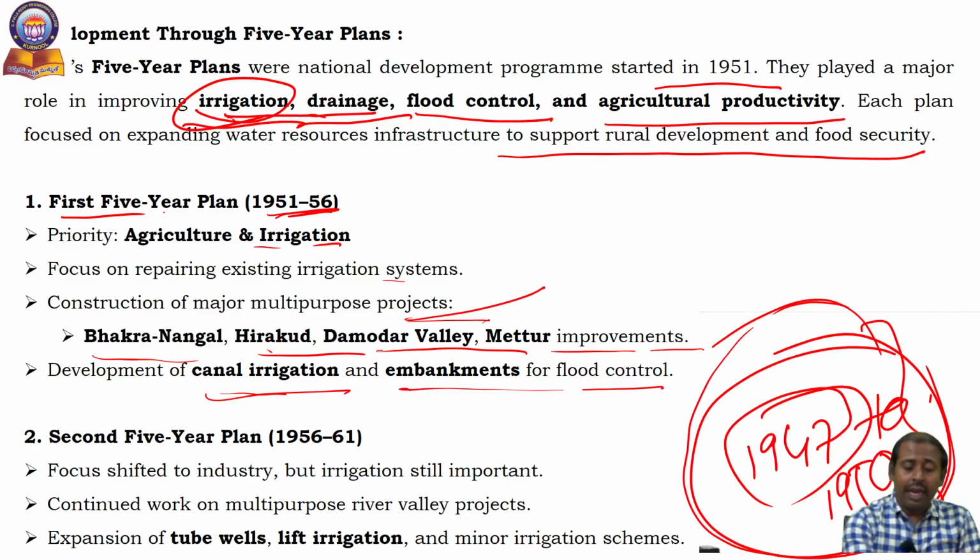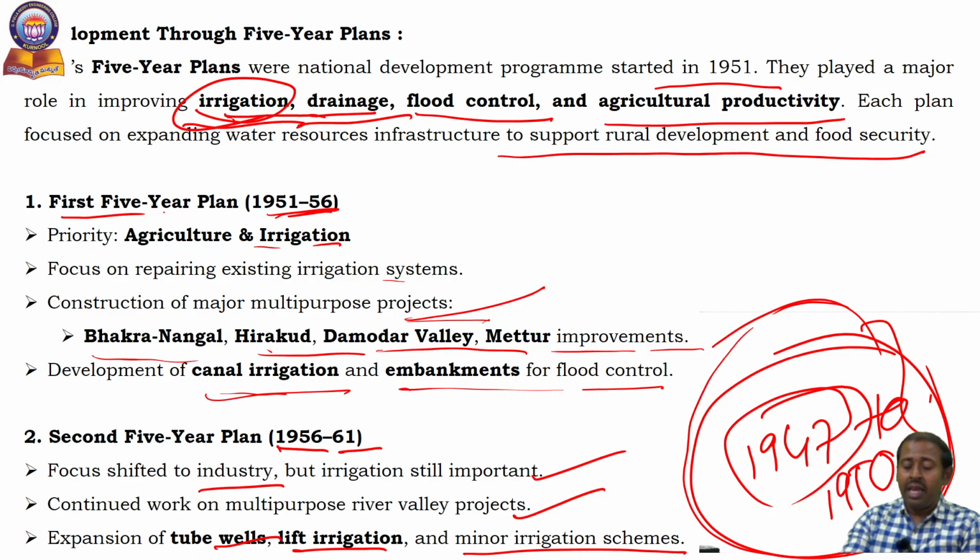After that, the second 5-year plan, 1956 to 1961. The priority in the second 5-year plan was industry, but irrigation still saw improvement. It continued work on multi-purpose river valley projects, expansion of tube wells, lift irrigation and minor irrigation schemes. These were the priorities in the second 5-year plan.